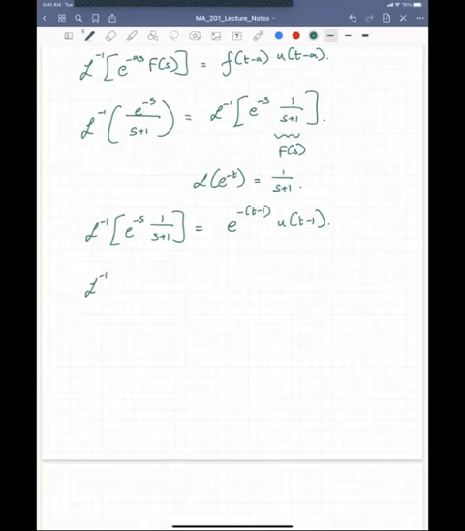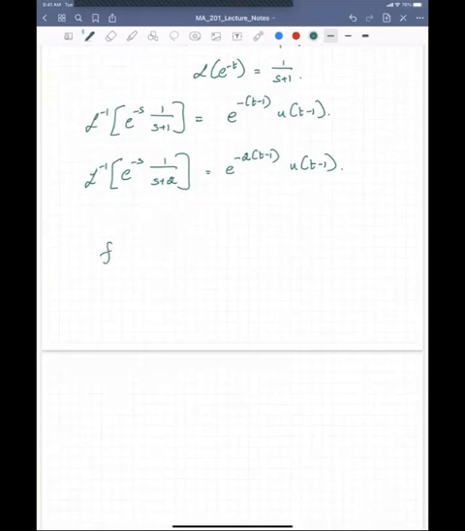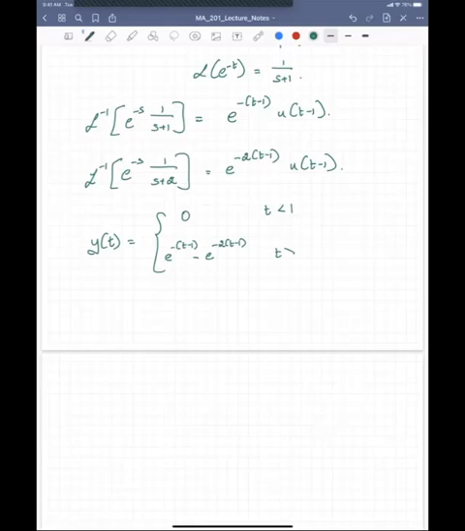Similarly, you can figure out the inverse Laplace transform of e to the minus s times 1 over s plus 2. 1 over s plus 2 is, of course, the Laplace transform of e to the minus 2t. So this is e to the minus 2 times t minus 1, u of t minus 1. Okay. So put everything together and you find that your y of t is basically 0 for t less than 1. And for t greater than 1, this is e to the minus t minus 1 minus e to the minus 2 times t minus 1.